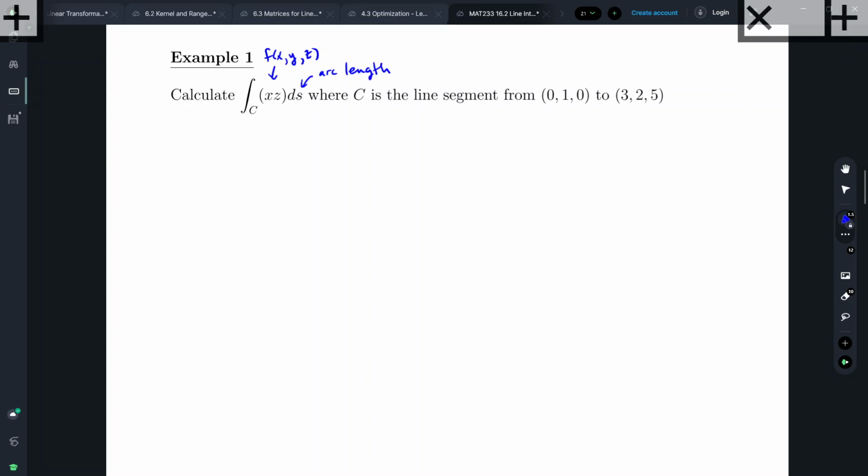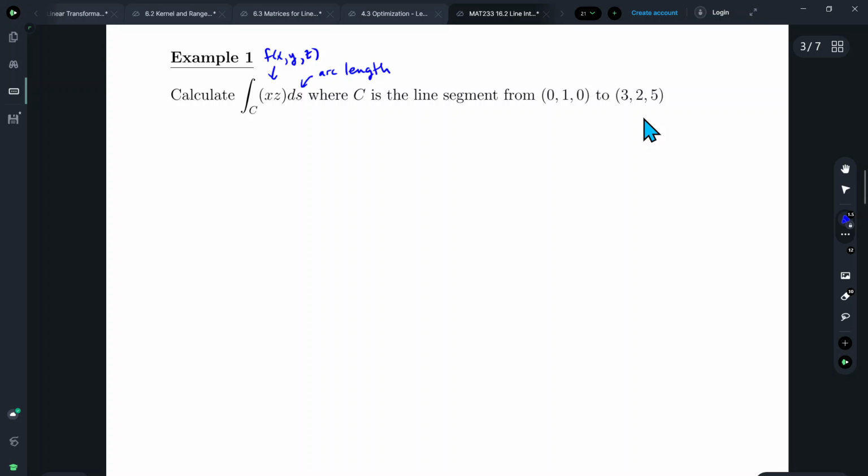Okay, so we're asked to calculate the line integral over the curve C, which is a line segment from the point (0, 1, 0) to the point (3, 2, 5). So first we need to parameterize this line segment.